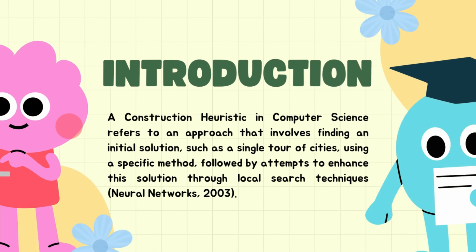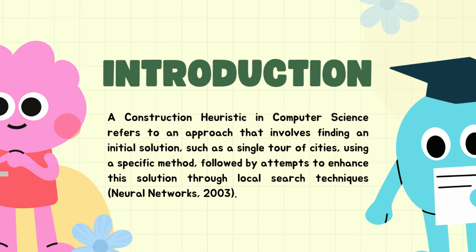Introduction. According to Neural Networks in 2003, a construction heuristic in computer science refers to an approach that involves finding an initial solution, such as a single tour of cities, using a specific method, followed by attempts to enhance this solution through local search techniques.